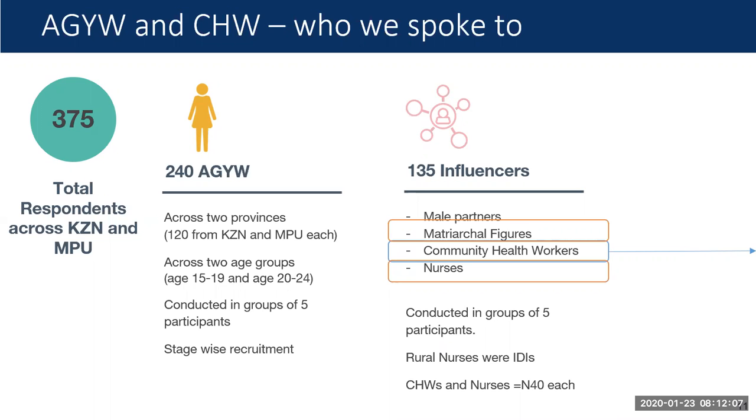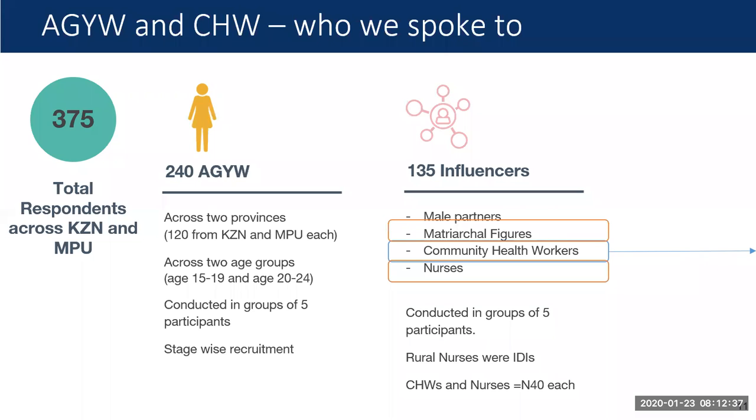We spoke to these groups in 2 provinces, KwaZulu-Natal and Mpumalanga, and there was no age limit on the community healthcare workers, nurses, or matriarchal figures. With the girls, it was age 15 to 24, and it was both in rural and urban areas. I'm going to focus most of this discussion on community healthcare workers and draw out where there are relevant insights or the same insights with nurses and matriarchal figures.